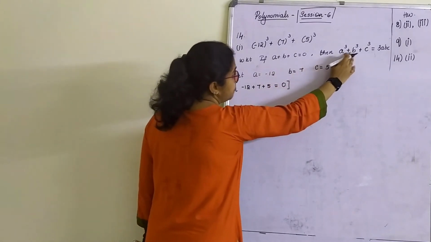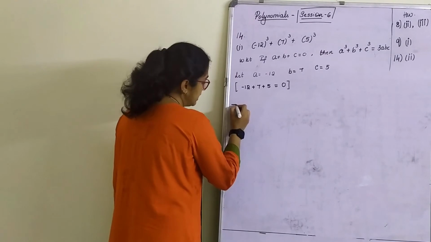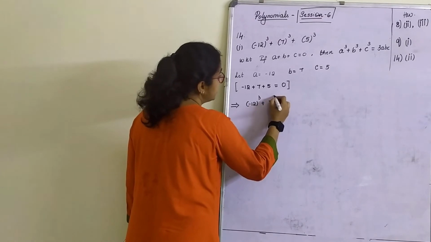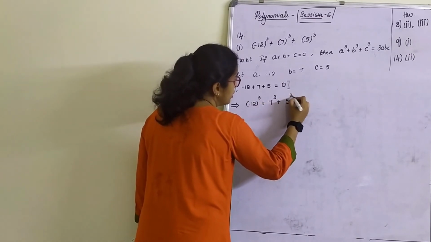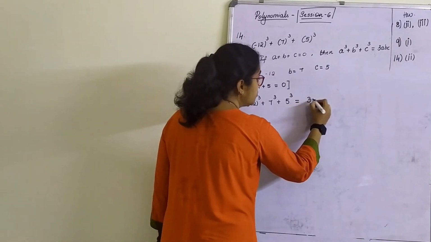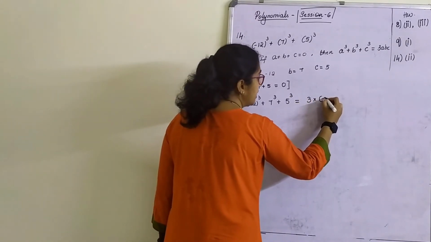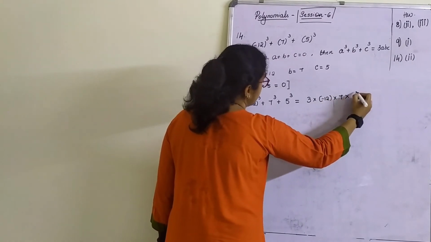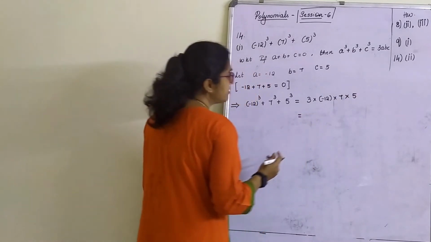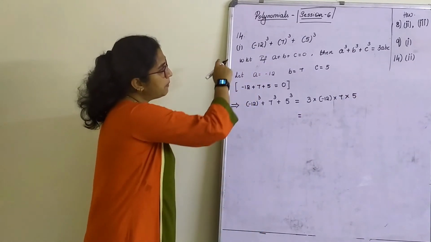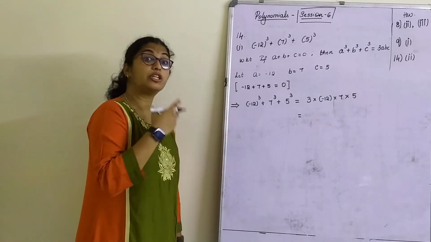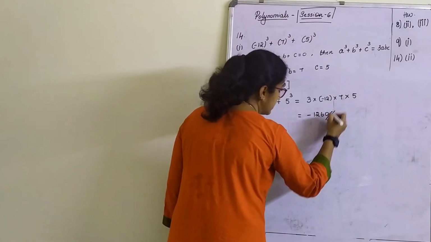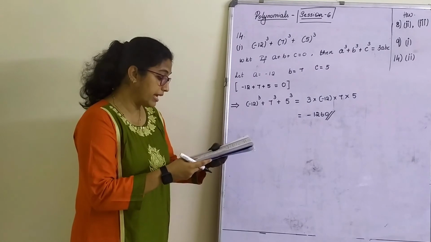Therefore, a cube plus b cube plus c cube is equal to 3abc. This implies minus 12 whole cube plus 7 cube plus 5 cube is equal to 3 into what is a? Minus 12. What is b? 7. What is c? 5. So, isn't it simple? We need to only multiply these with 3. You will get the cubes of these. So, the answer is minus 1260. That is the way you have to calculate this.